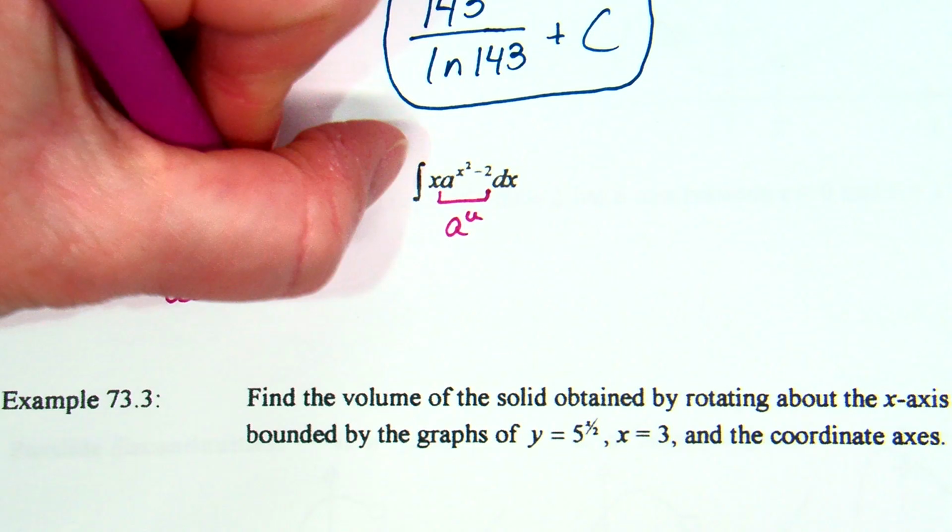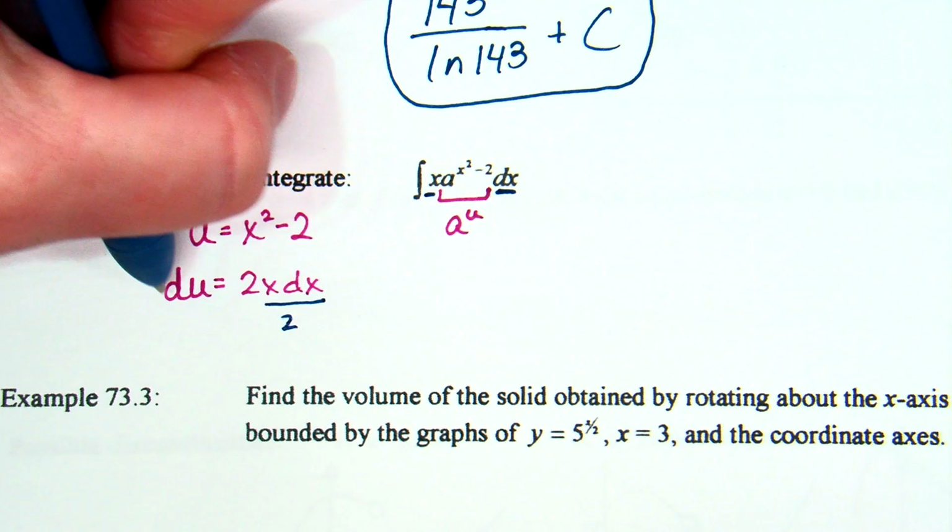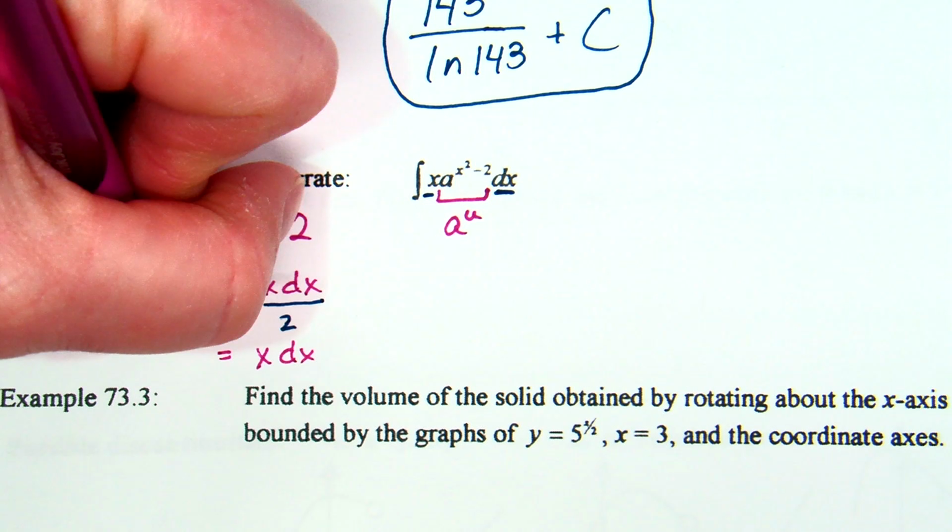2x dx. Okay, how does this go about matching up with what's in the problem? Divide du by 2. Yeah, we have the x dx, don't we? But we have that extra 2 that doesn't match up, so divide that 2 to the other side. And we know that x dx can be replaced with, you can say du over 2 or 1/2 du.